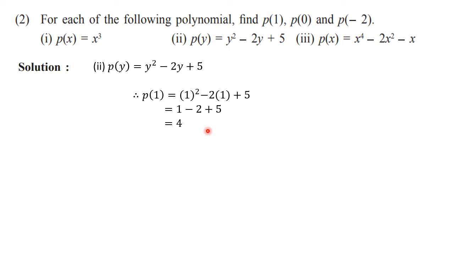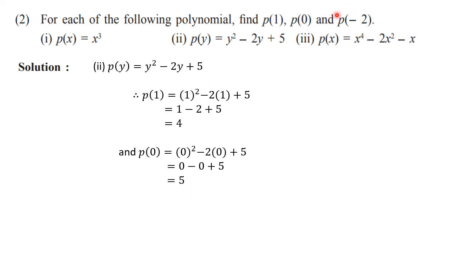Similarly, we will find now P of 0. Same polynomial, but now we will find P of 0. That means y we will replace by 0. Everywhere in place of y we are going to write 0. So P of 0 is equal to 0 square minus 2 into 0 plus 5. So 0 square is 0, minus 2 into 0 is 0, and plus 5 as it is. So 0 minus 0 plus 5, the answer is going to be 5.